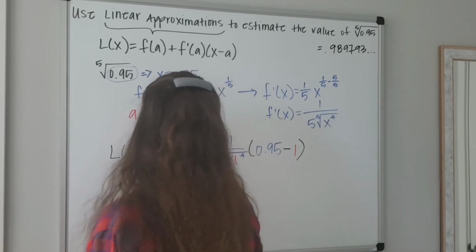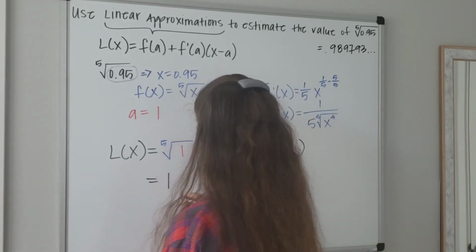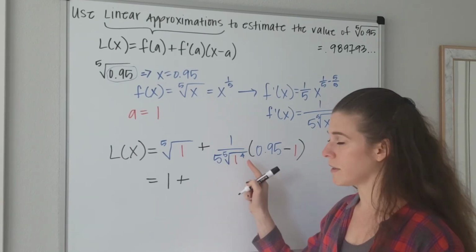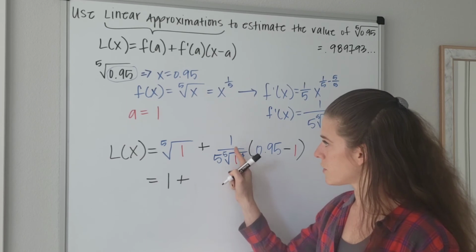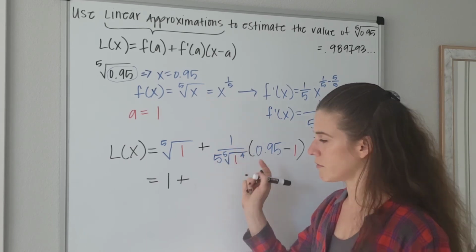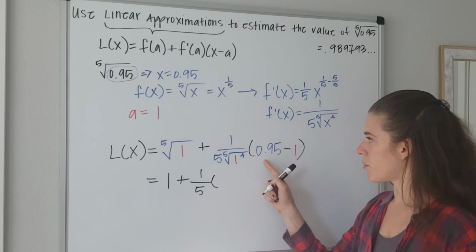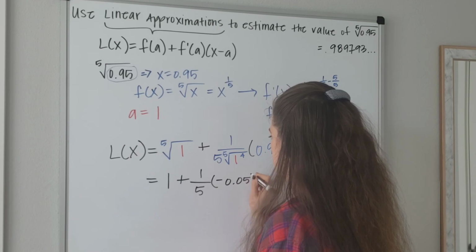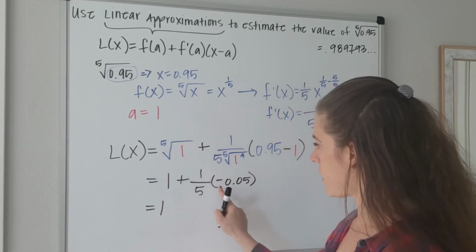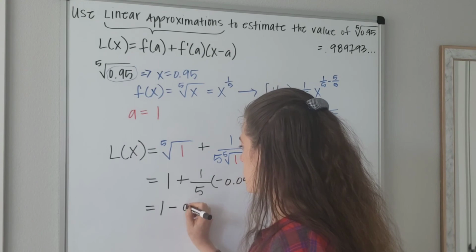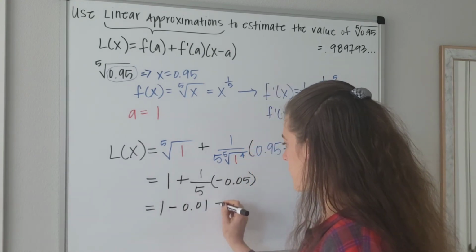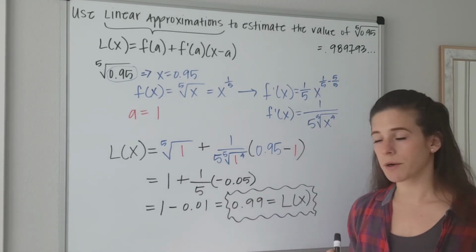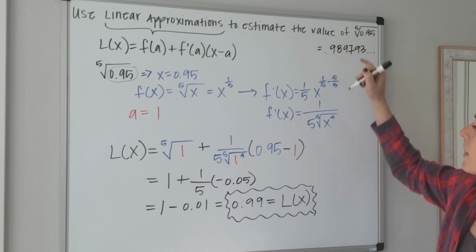Let's just work this out. Any root of 1 is just 1. Here, we do 1 to the 4th first, which is 1. Then the fifth root of 1, which is 1. So really this is 1 over 5 times 1, or just 1 over 5, times 0.95 minus 1. That's negative 0.05. This is going to shake out to be 1 minus 0.01, and that's ultimately going to equal something like 0.99. That's it. That's our linear approximation of 0.95 to the fifth root.